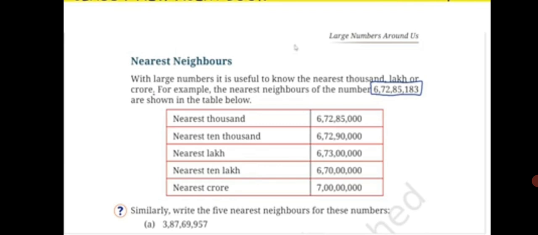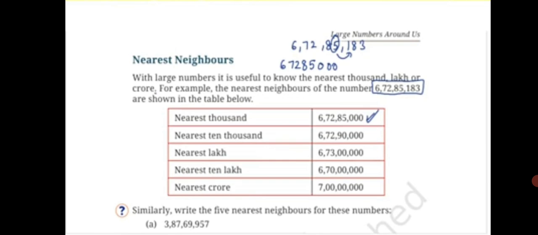I repeat it again. Whenever we find the nearest neighbor of any place, for example here we will discuss the nearest thousand, at the 1000 place there is 5, so we'll circle the 5. After 5 the digit is 1, and 1 is less than 5, so we will not add 1 to the 5. So the nearest thousand answer will be 6 crore 72 lakh 85,000. I hope you got this.